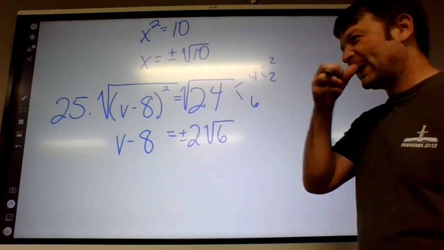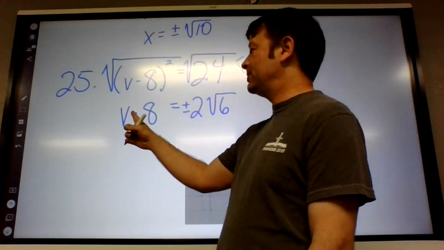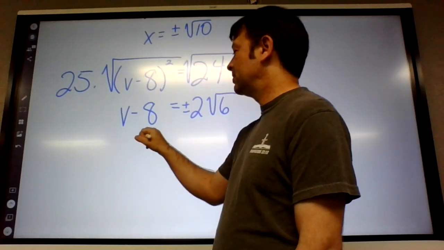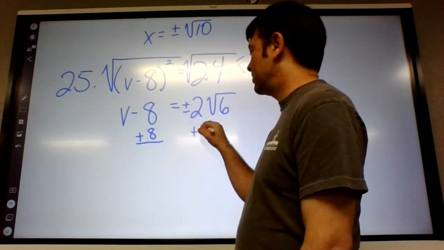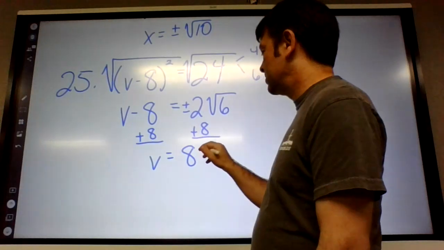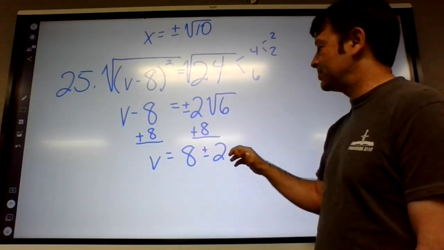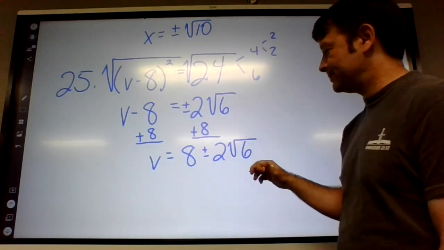But there's still the b minus 8 though. Right, that's why we're not done. So how do I solve for b? You add 8. Okay, are these going to simplify if we add them together? No. B equals 8 plus or minus 2 square root of 6. I'm going to write it that way because it looks a little bit nicer.